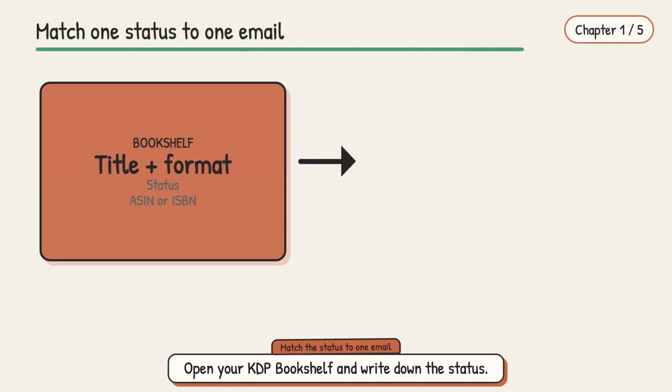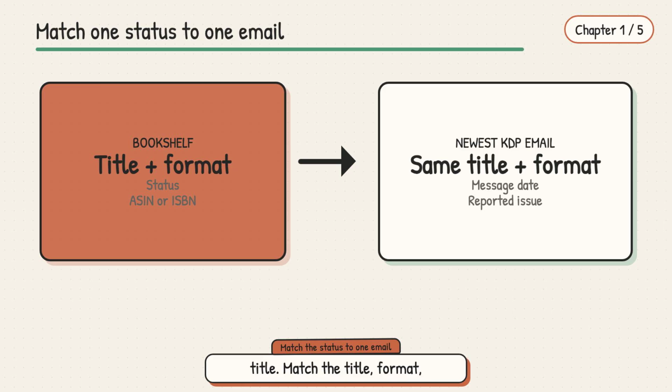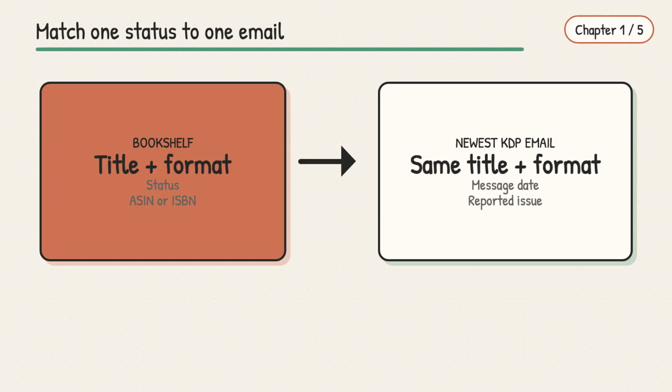Open your KDP bookshelf and write down the status. Then find the newest KDP email about that exact title. Match the title, format, ASIN or ISBN, and message date. Do not diagnose a paperback from an ebook email.